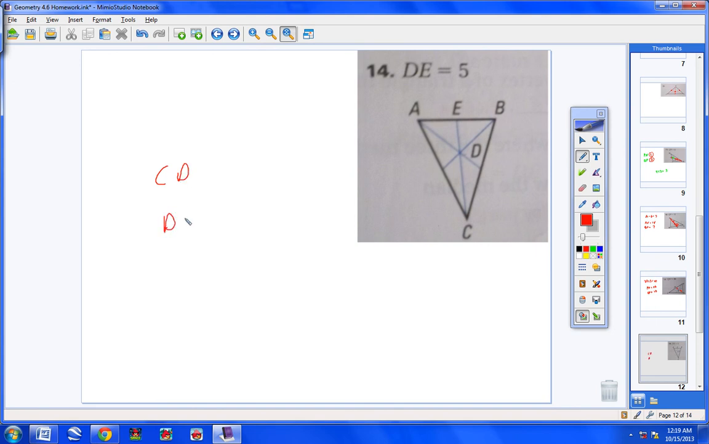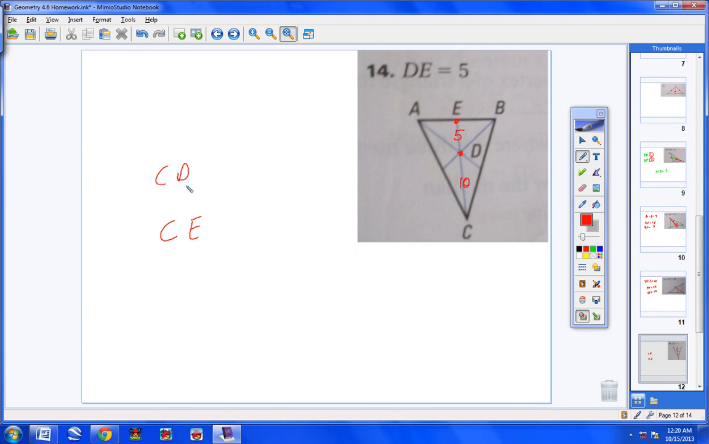CD and CE. Okay, what do they tell us? Now, DE is 5. So here's D, here's E, that's 5. Now, that's the shorter segment. From D to C, that's the longer segment. And what we learned today is that the longer segment is always twice as big as the shorter segment. So if ED is 5, then DC is going to be 10, twice as much, okay?